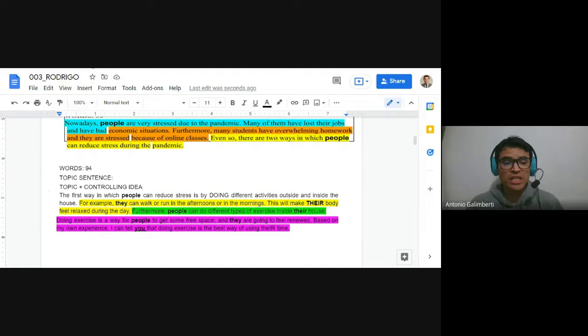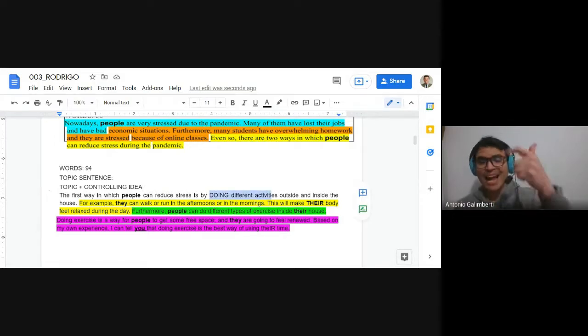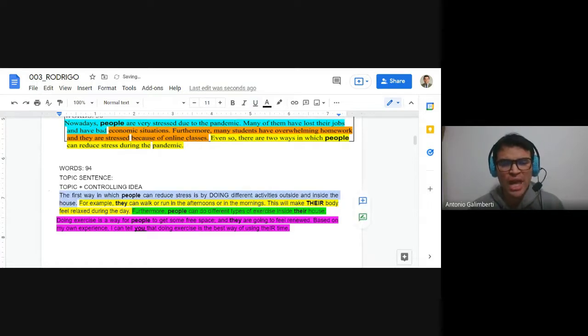So according to the topic sentence, people can reduce stress by doing different activities outside and inside the house. In other words, you are telling me in your topic sentence right here that you are going to address only two things: different activities outside the house, let's say this is yellow, and inside the house, this is green. But if you read the body, you're going to notice that there are three different colors in the body.